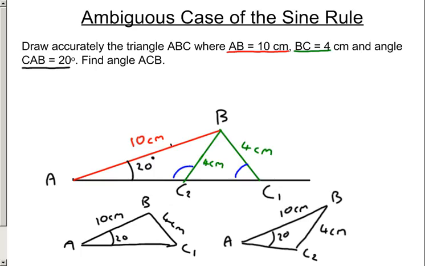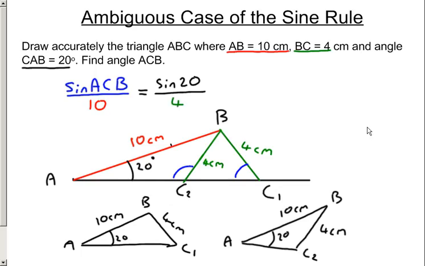So let's use the sine rule here, because we've got two lengths and the angles that we know are opposite those lengths. So it's the sine rule. The sine rule tells us that sine of ACB, one of the blue angles, divided by 10, because that's the one opposite, is equal to sine of 20 over the one that's opposite that, which is the 4.